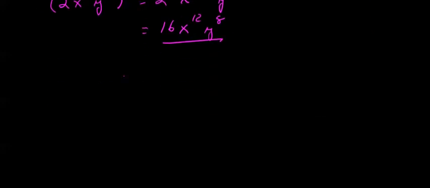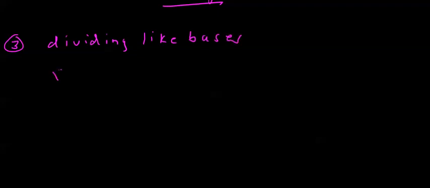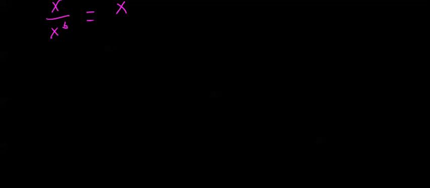Very similar to our first rule, where we multiply like bases, is dividing like bases. If I have x to the a divided by x to the b, that's equal to x to the a minus b. We just subtract. So if I have x to the 7th over x to the 3rd, that's equal to x to the 7 minus 3, or x to the 4th. And again, this is pretty easy to see.